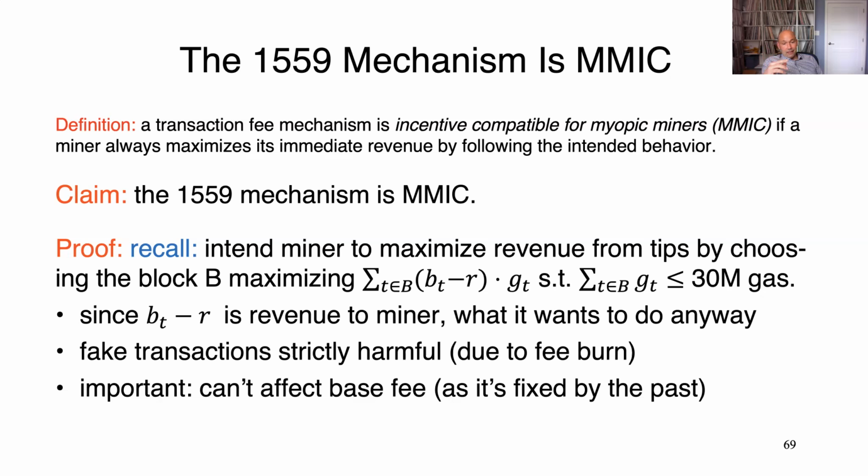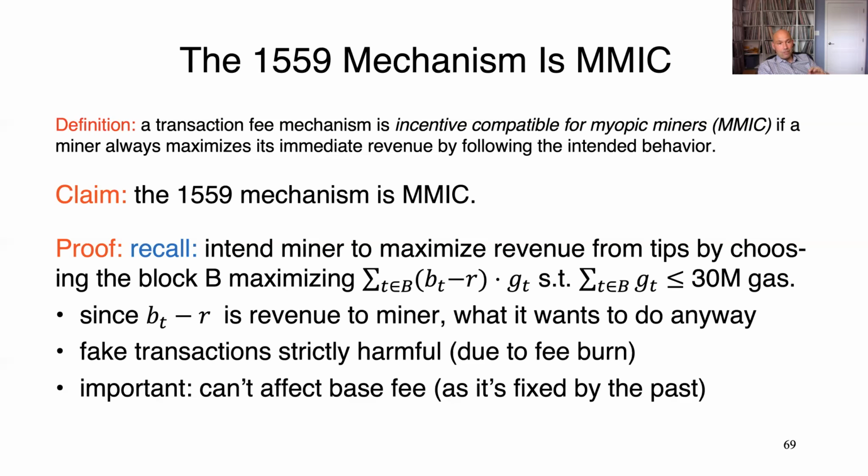I should also mention, and notice, fake transactions are now a totally horrible idea for a miner, because they don't even recoup the transaction fee of their own transaction, right? It gets burned. So they're strictly disincentivized from having any kind of fake transactions, and they're totally happy to just include the highest tip ones. Okay, so this is just a sanity check. First price auction was MMIC.